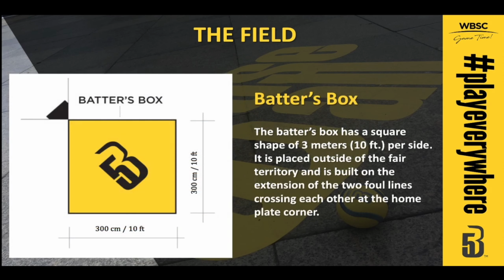As you can see in this picture, the batter's box has a square shape of 3 meters, or 10 feet per side. It sits outside of fair territory and is built on the extension of the two foul lines crossing each other at the home plate corner. Home plate, as you can see in black in this slide, has the same shape as it does in baseball and softball.